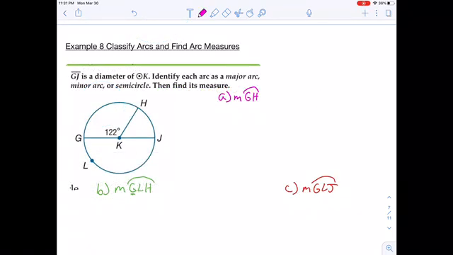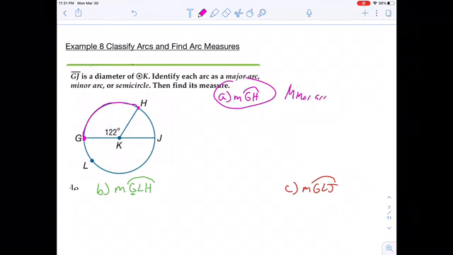Moving on to example 8, we're talking about different types of arcs and finding their degree measure. So we have minor arcs, major arcs, and semicircles. The first arc we're looking at is arc GH. An arc is a set of points between two endpoints. So for arc GH, my endpoints are G and H, and the arc represents all the points between those two endpoints. Since only two letters are named, this is going to be a minor arc, and it's less than 180 degrees.